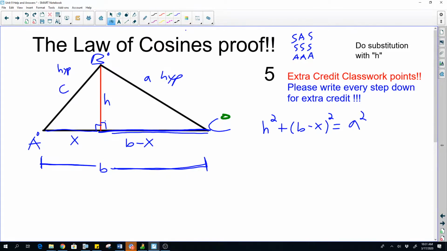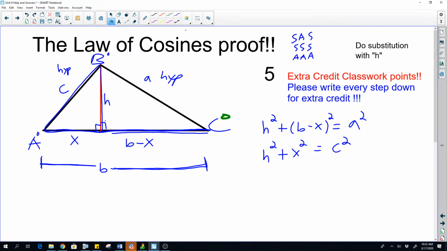Thanks for copying this down. Extra credit for you. So then, can we see another right triangle up there? Oh yeah, this one right here, where you have h and x and c. Let's use that one as well. So we'll do h squared again. Ooh, h squared twice. That's interesting. So h squared plus x squared is equal to c squared.